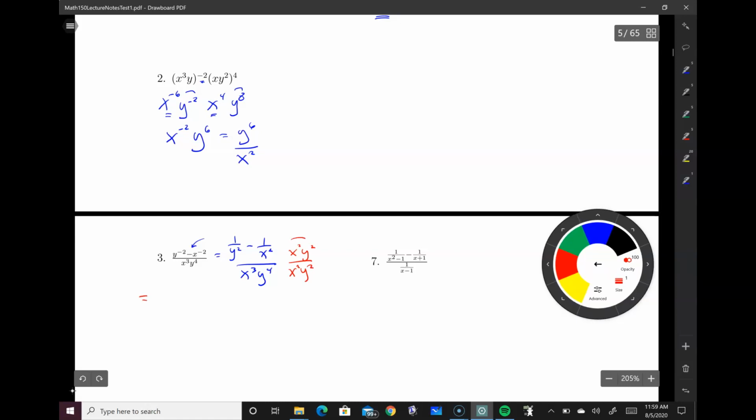So if I distribute this to this first term, the y squareds cancel, so I get x squared. Distribute this to the second term, the x squareds cancel, so I get y squared. And in the denominator, adding the exponents, I'd get x to the 5th, and then y to the 6th. And that's as simple as it will go. I do have a difference of squares in the numerator, but it's not going to cancel with anything.